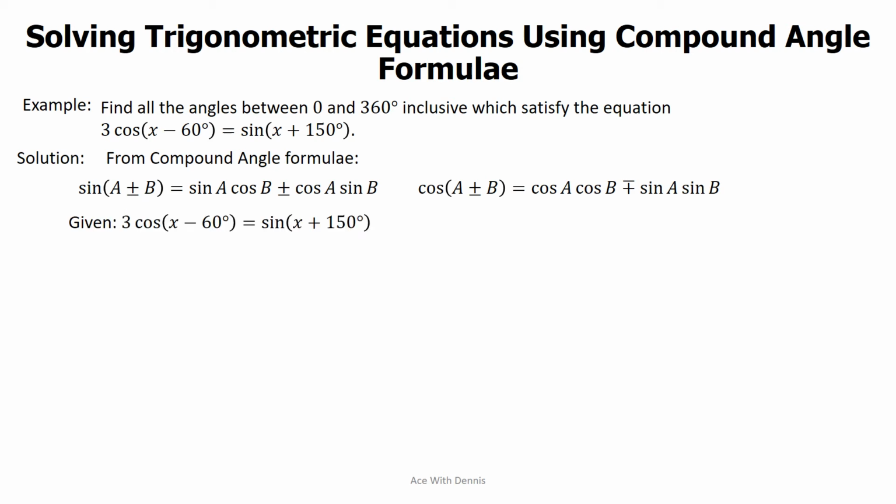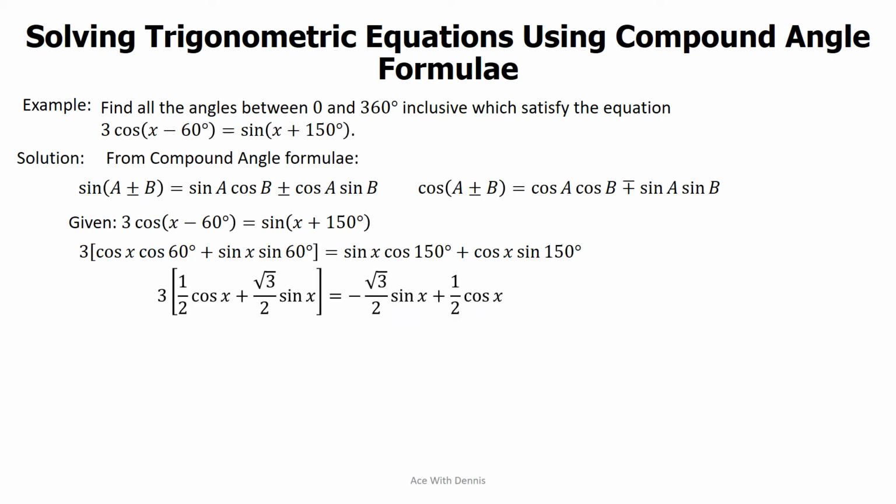We get from the given equation 3 cosine x minus 60 degrees equals sine x plus 150 degrees. Now we apply the compound angle formula. It becomes 3 bracket cosine x cosine 60 degrees plus sine x sine 60 degrees equals sine x cosine 150 degrees plus cosine x sine 150 degrees. Okay, so now cosine 60 degrees is half, sine 60 degrees is root 3/2, cosine 150 degrees is negative root 3/2, and sine 150 degrees is half.